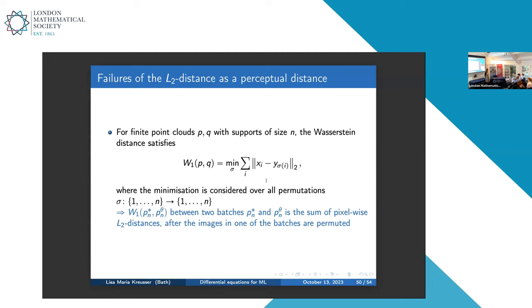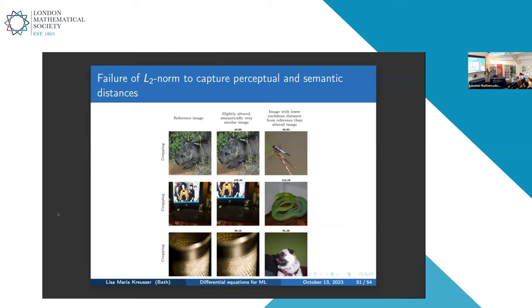And to give some intuition of how this might cause some problems, I have here a couple of pictures. On the left-hand side, you see a reference picture. In the middle, you see a slightly altered picture, and we compute the associated Wasserstein distance for that. And on the right-hand side, we see a picture which looks clearly completely different to our reference picture. But in fact, the Wasserstein distance is always smaller than what we see in the middle, even though visually speaking, the middle one and the left one are very similar to each other, whereas in terms of the Wasserstein distance, the one at the left and the one at the right are closer to each other, which shows that there are fundamental underlying issues related to perceptual distances.